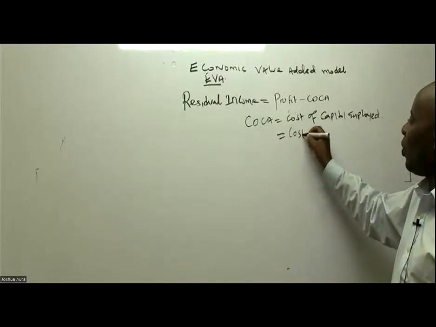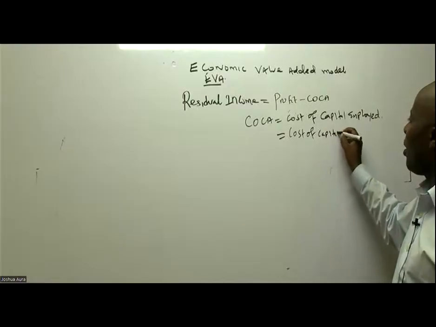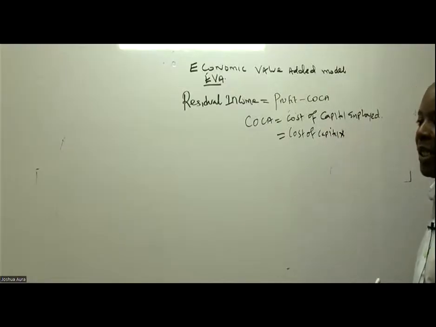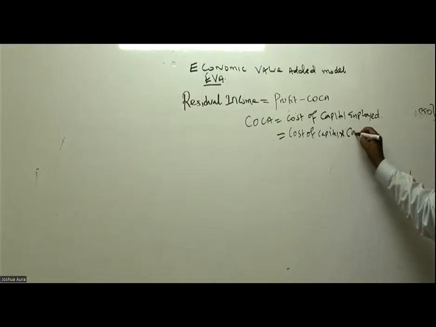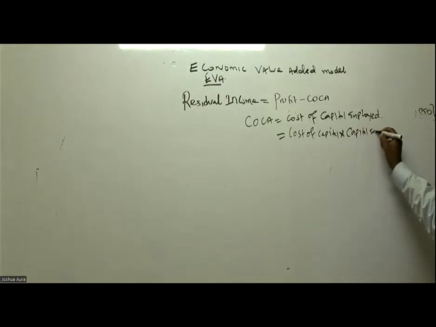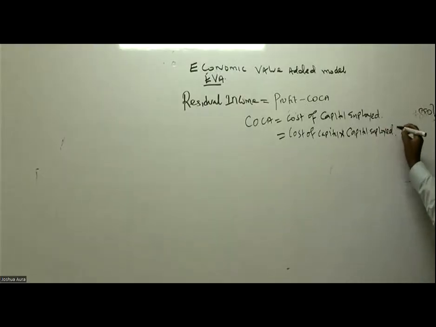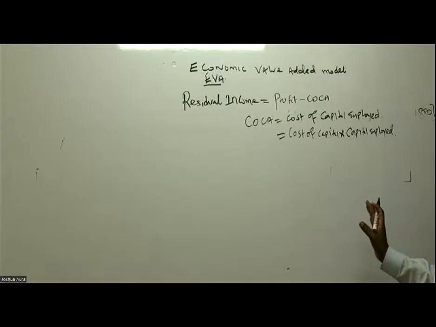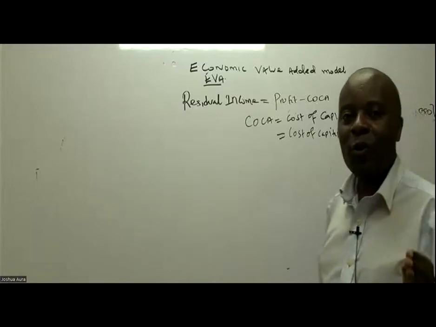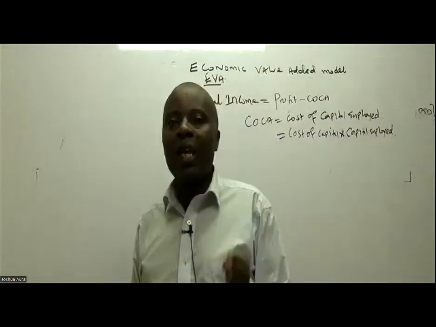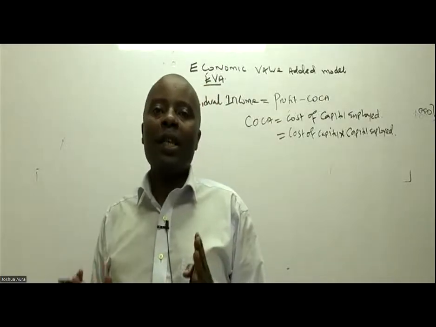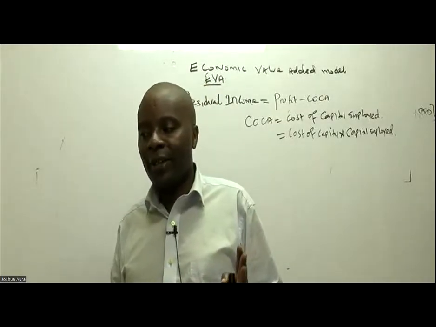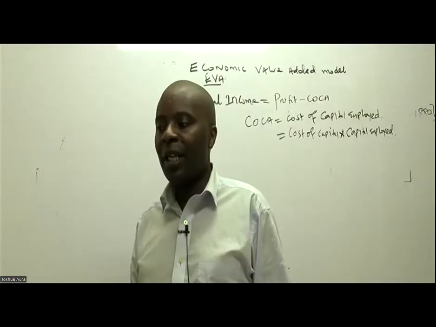At times, the examiner will give you the cost of capital times the capital that was employed, at the beginning of the year if possible. Because we look at how much capital was employed at the beginning of the year, and this capital was able to deliver what result in the form of profit, right? So it is cost of capital times capital employed.